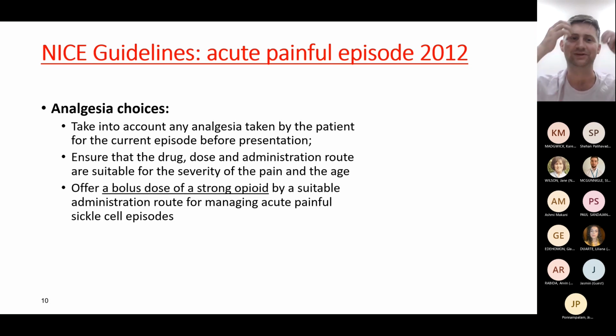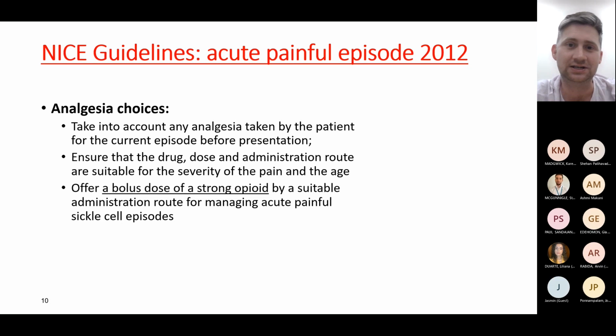Ensure that the drug dose and administration route are suitable for the severity of the pain and the age. So, for example, some of our patients, as we know, have subcut analgesias, have parenterals. Some of them just have orals. So just things like Oramorph. Offer a bolus dose of a stronger opioid by a suitable administration route for managing acute, painful sickle cell episodes.